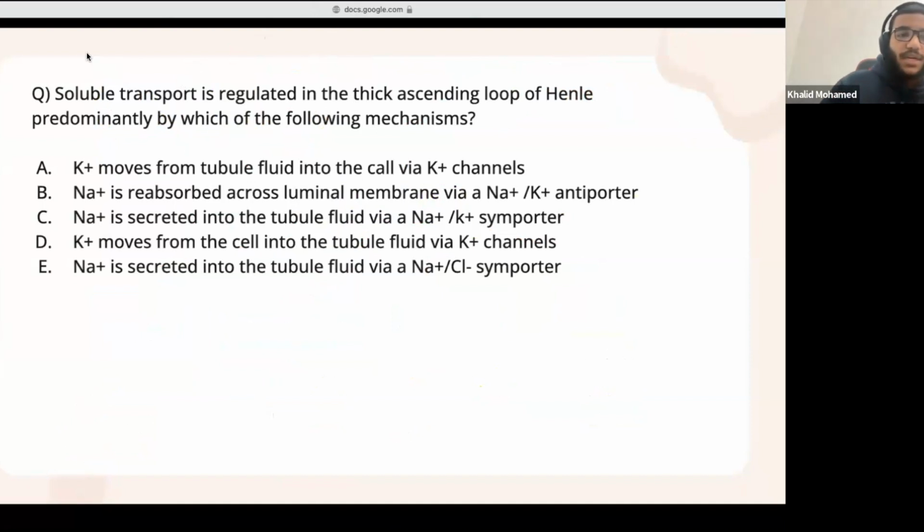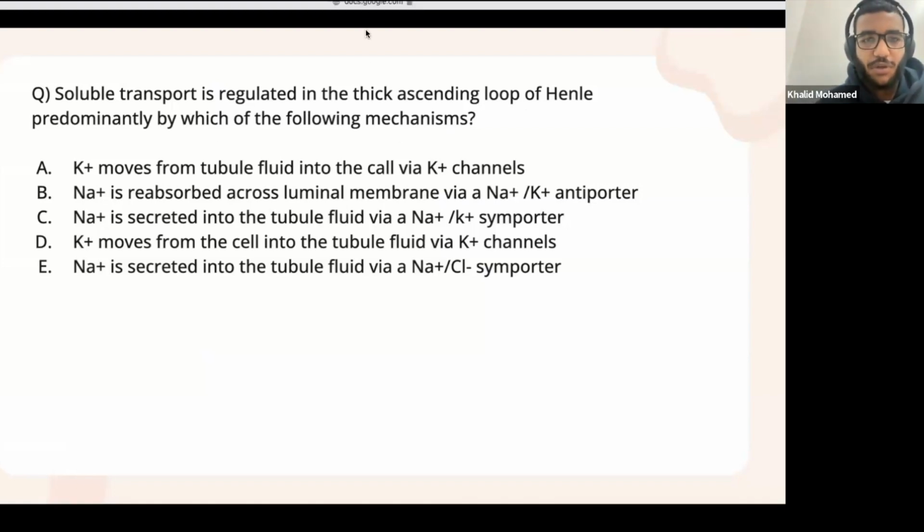Okay, so solute transport is regulated in the thick ascending loop of Henle predominantly by which of the following mechanisms?